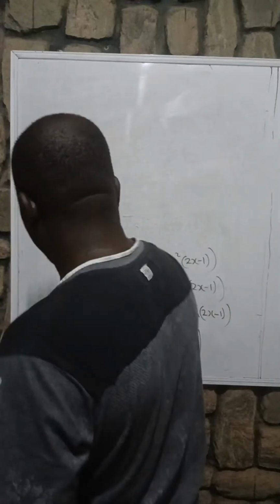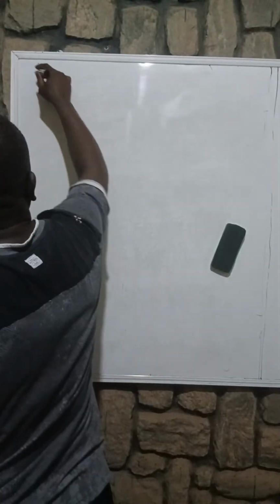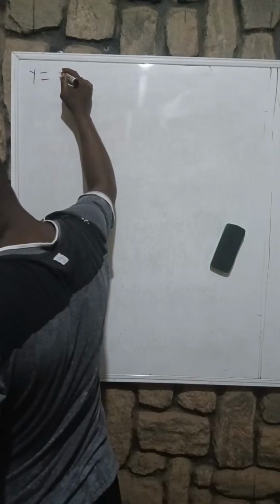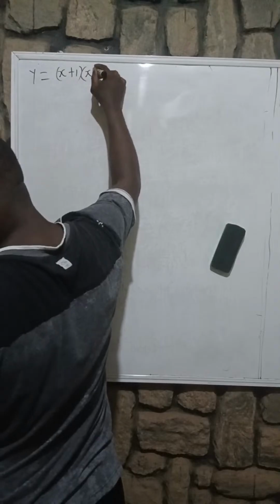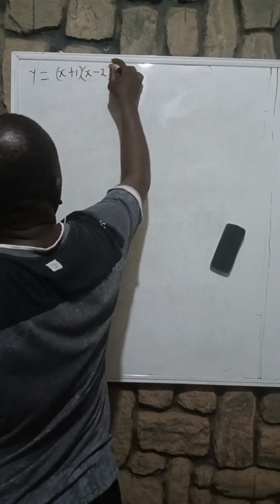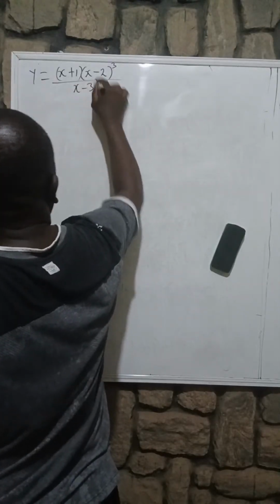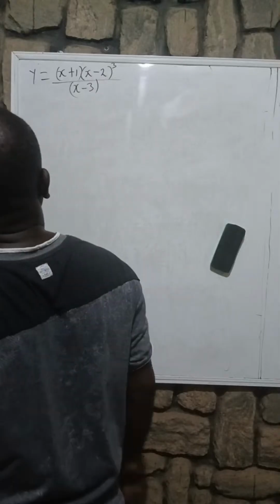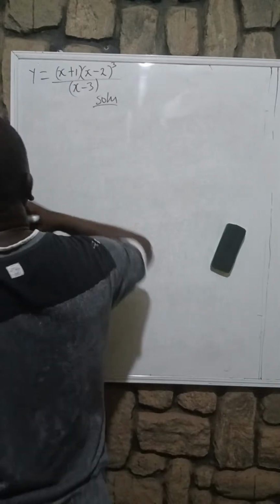Okay, so let's move further to solve the last question. Then I'm going to drop a good question for you guys to solve. y is equal to (x plus 1)(x minus 2) raised to the power of 3, all over x minus 3, right? Okay, so yeah, who can tell us what to do?